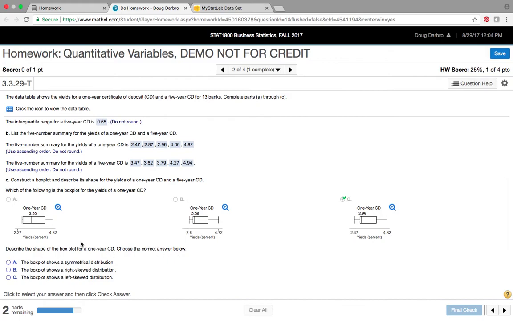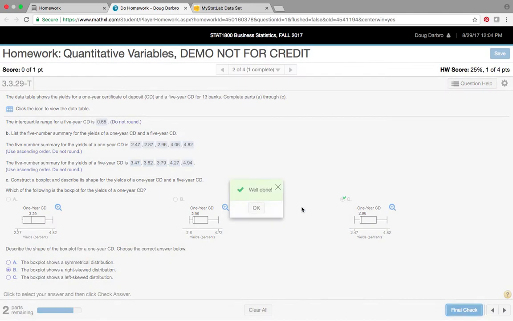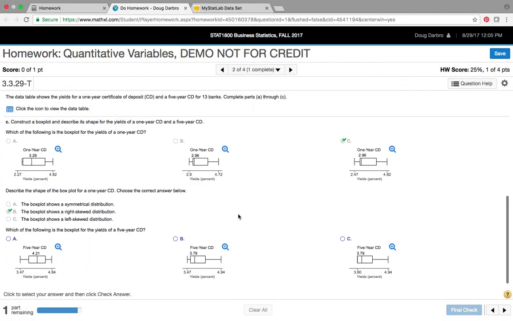All right, does the shape of the box plot show a right skewed distribution? Now this was pretty clear because you've got so much more spread in your third 25% and your right tail. So I feel much more confident with that.